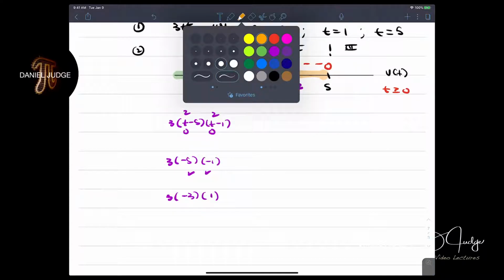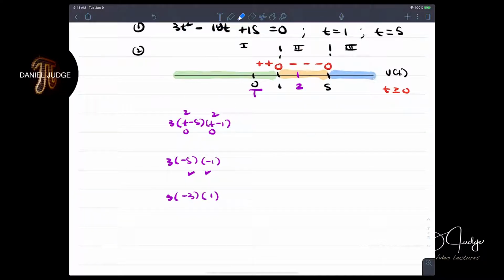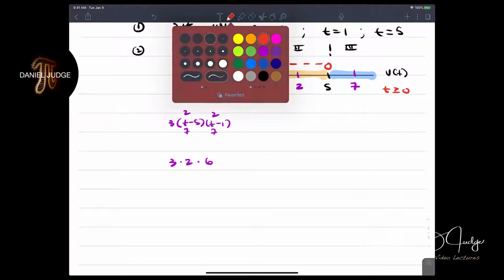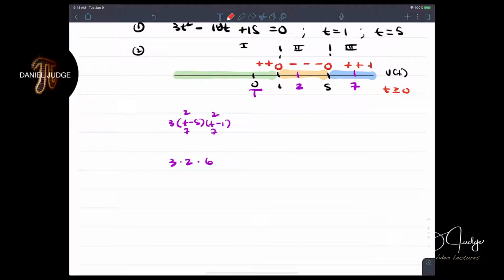Region 3, ladies and gentlemen, we need a color. I don't know. It doesn't matter, right? Give me a value in region 3. Anything bigger than 5. We'll say, how about 7? Well, that's fine. Plug in 7 here as the test point, right? And here's what you end up getting here. We plug in 7. 3 times 2 times 6. That's going to give you positive values.